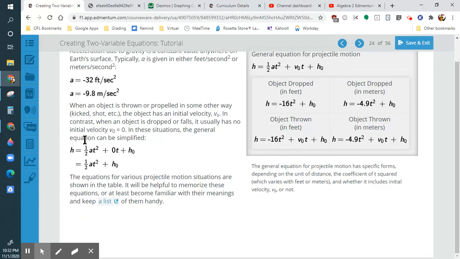Apparently, oh, I see, because of the one half. When an object is thrown, propelled the other way, the object of the initial velocity, in contrast, has no initial velocity. In general, the equation is simplified to this. So we're cutting the rate of acceleration in half. So that's what happens when we throw something up or down.